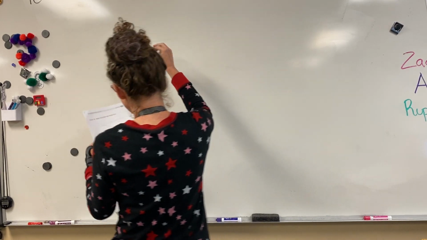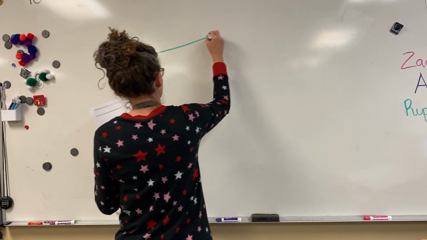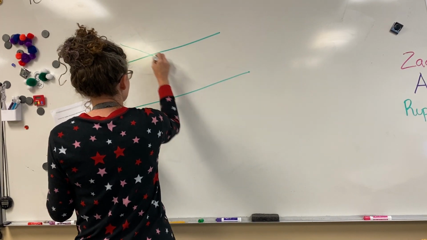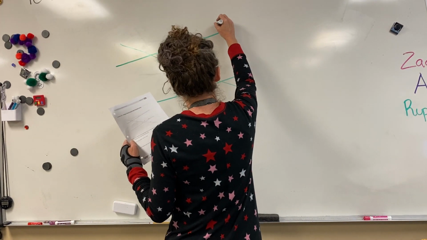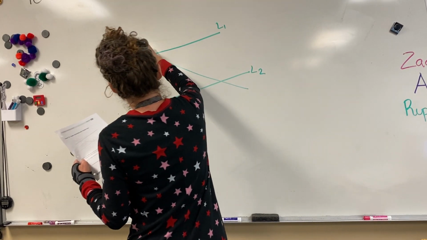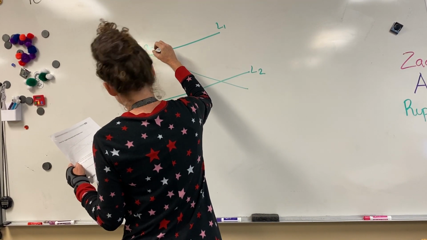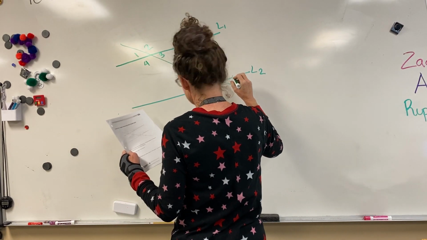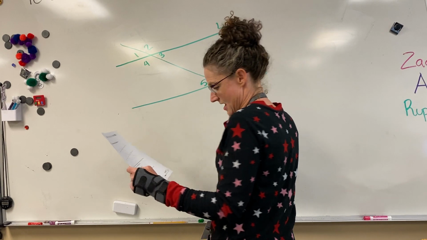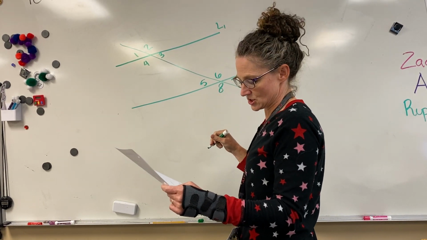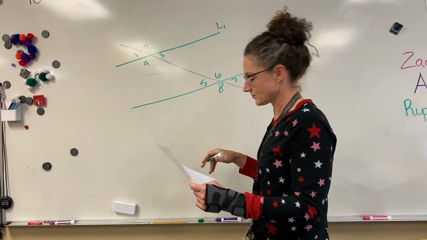All right, so we're going to draw this. It says that these 2 were translated. If they're translated, are they parallel? Yep. And we have 1, 2, 3, 4, 5, 6, 7, 8. Which translated angle corresponds to angle 1?